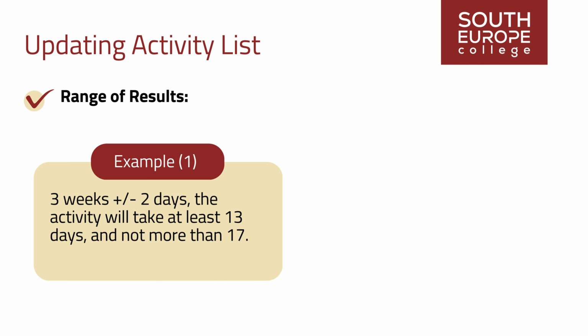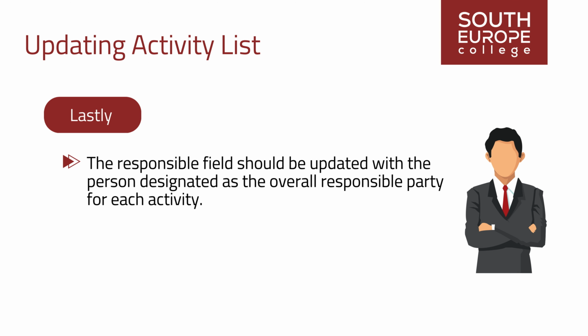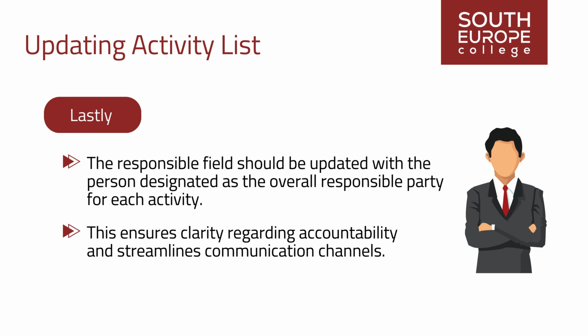Lastly, the responsible field should be updated with the person designated as the overall responsible party for each activity. This ensures clarity regarding accountability and streamlines communication channels. Assigning a responsible individual for each task promotes a sense of ownership, facilitating effective coordination and collaboration within the project team. Updating these attributes is pivotal in translating estimates into actionable plans, fostering transparency, accountability, and efficient project management.